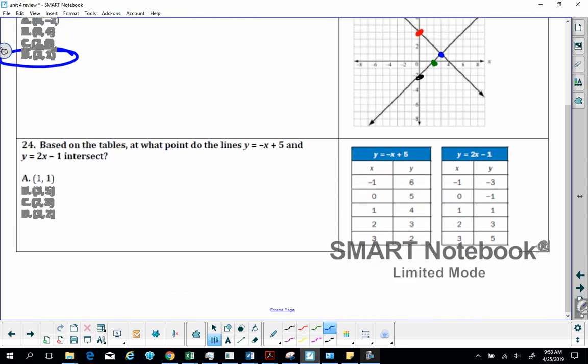Based on the table, at what points do the lines y = -x + 5 and y = 2x - 1 intersect? What does intersect mean? Where they cross, right? An intersection. So C, this point right here, is on both tables. Get it? We all feel okay?